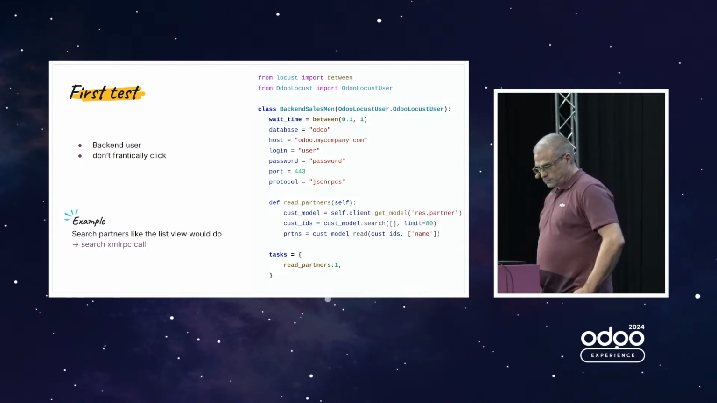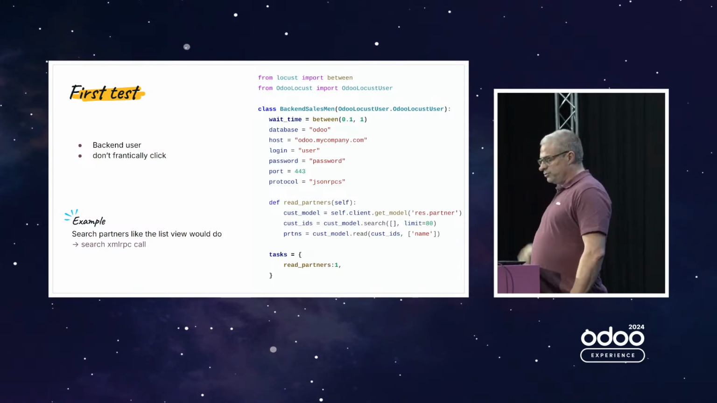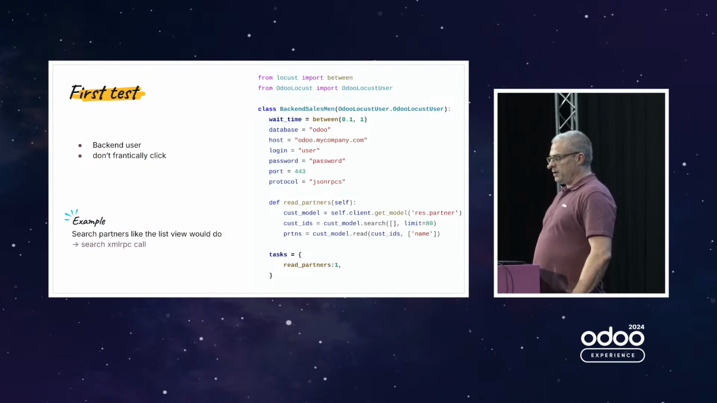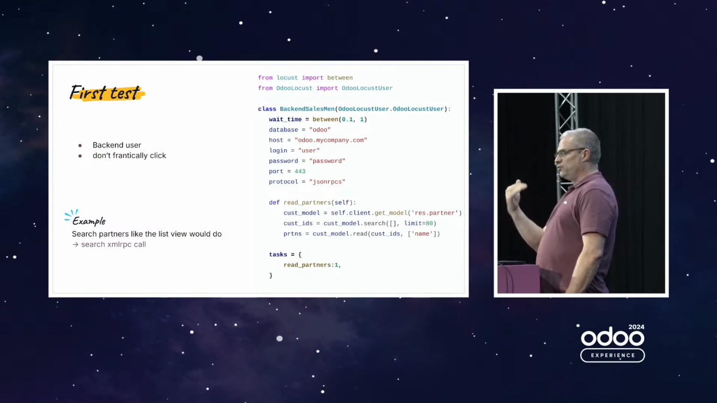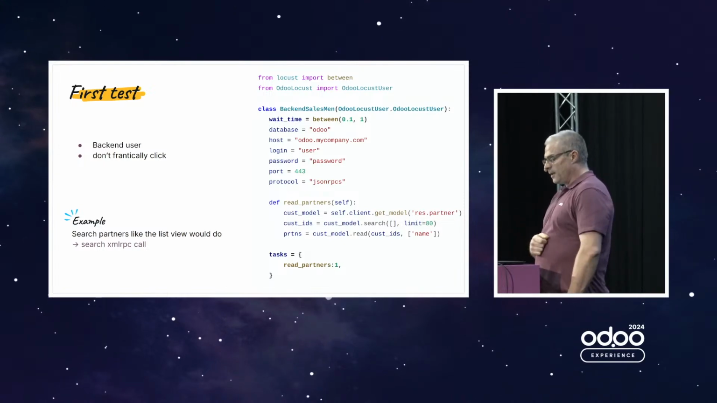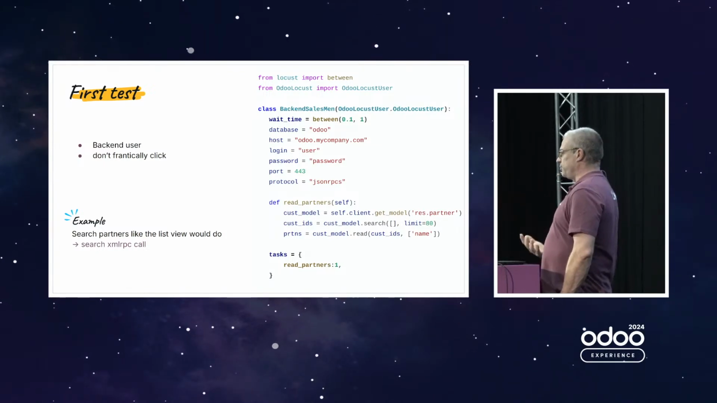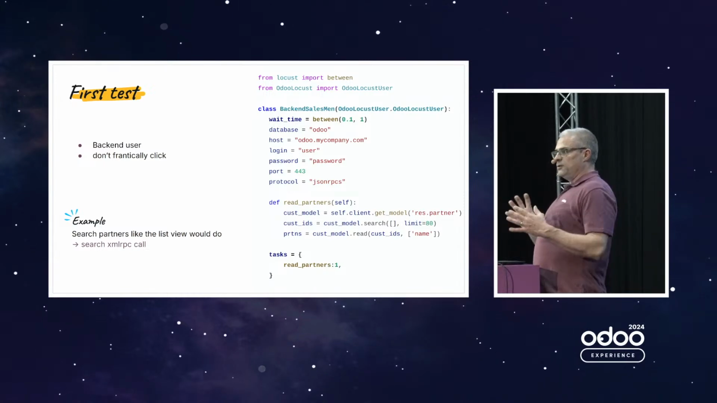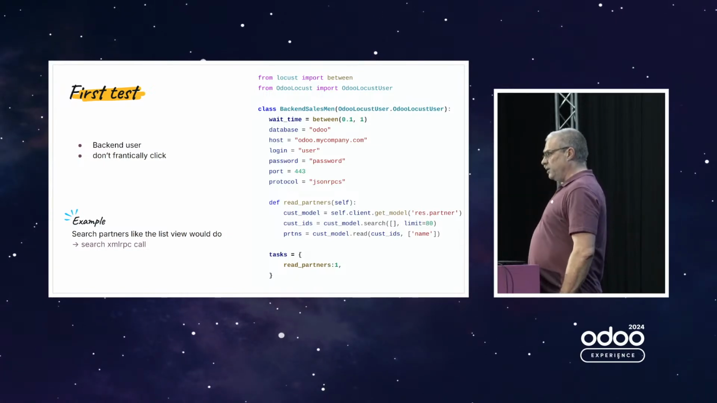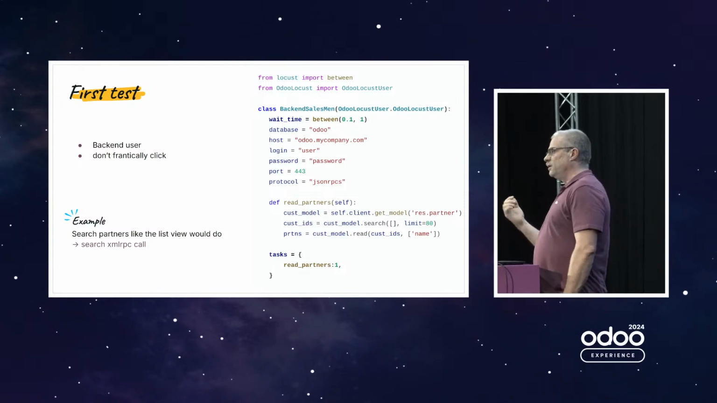So we have a profile, a class which inherits from Odoo Locust user. This class has information like wait time. The wait time is the time between two tasks. When you have a user in your system, they don't frantically click on every button in the interface. A user reads what is on the screen, waits a bit, but doesn't always wait the same amount of time. So wait time equals between a float and another is a random time to wait between two tasks.